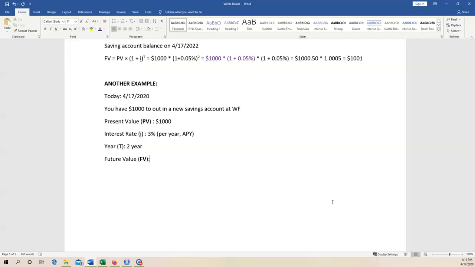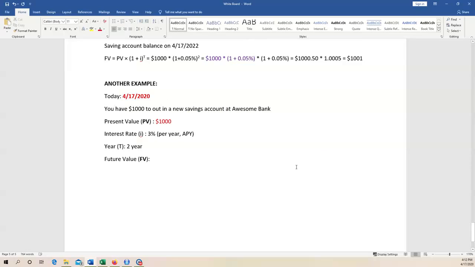Let's begin with another example. Suppose you still have 1,000 US dollars, and you want to open a new savings account. Instead of Wells Fargo, suppose you find a super awesome bank that promises you a 3% annual interest rate, which is much higher than Wells Fargo. Since you're about to deposit 1,000 US dollars in a new savings account at the awesome bank, your present value today, April 17th, 2020, is 1,000 US dollars.